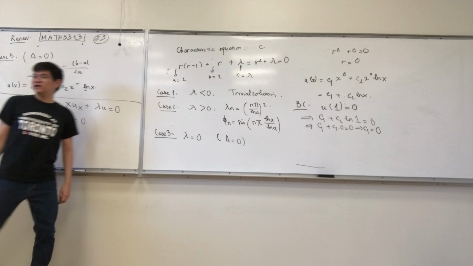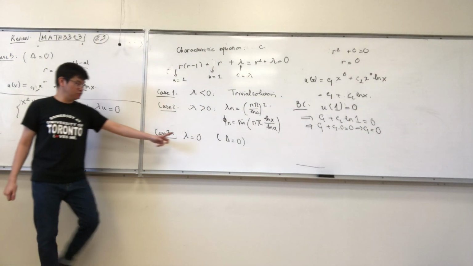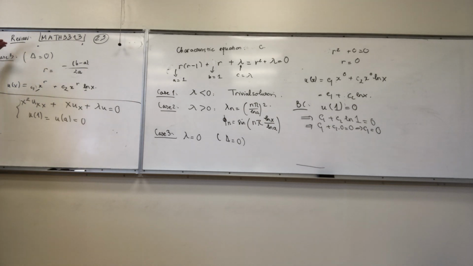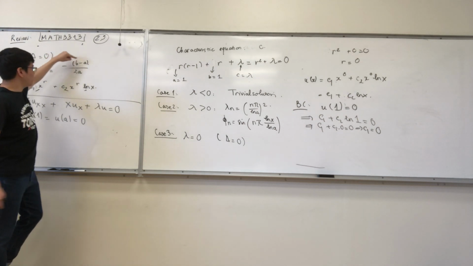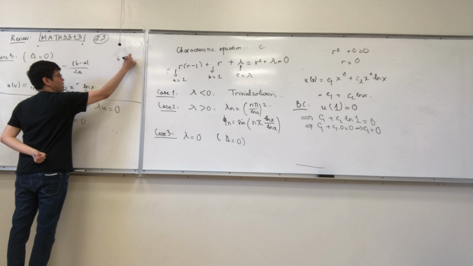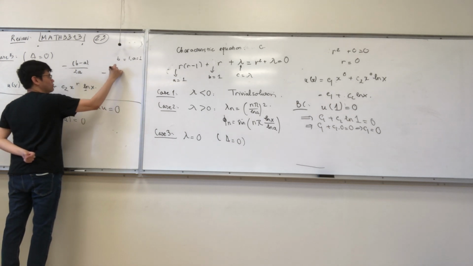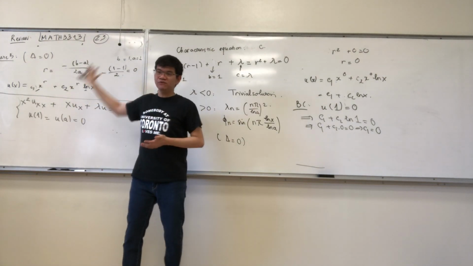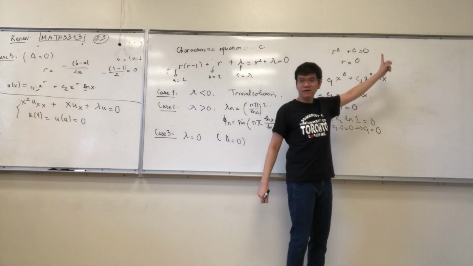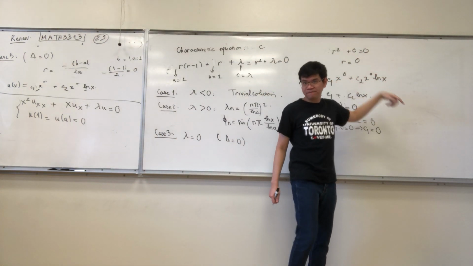Right? So I explain again. In the last case, when lambda is 0, this corresponds to case 3 in this formula. Which means that in here you have delta is 0. When delta is 0, there is one repeated root, which is this one. In our case it is 0, because b is 1 and a is 1. So you have minus (b minus 1) over 2a, and this is 0. But you don't need to go through this formula, you can see it directly here, right? So r squared is 0, meaning that r is 0.